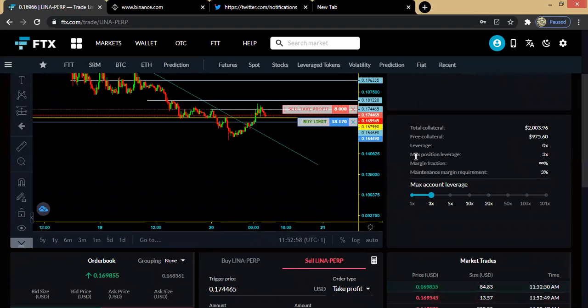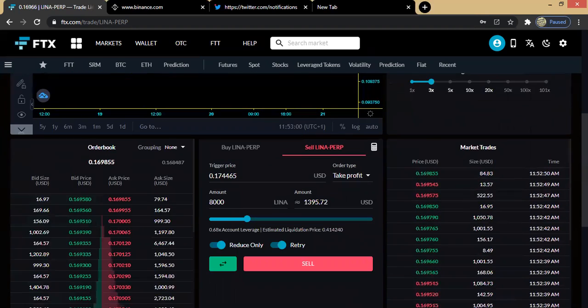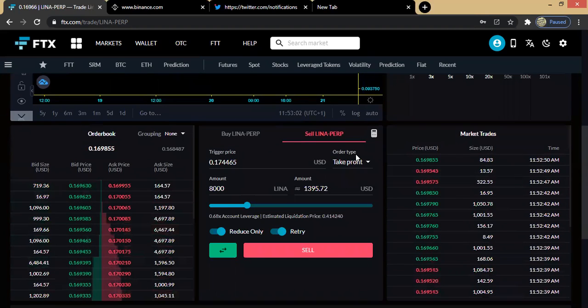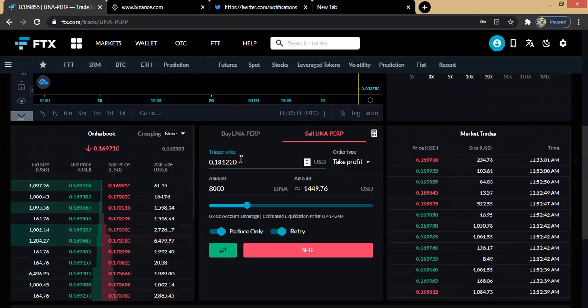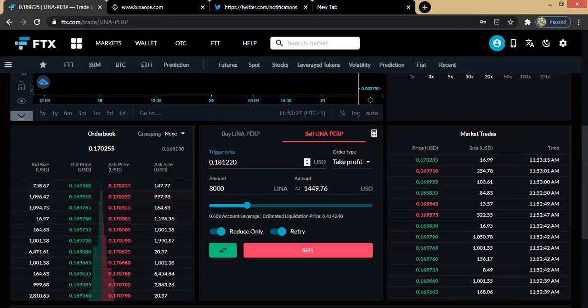And then I have another target. The next target I have is 0.181220, and I could now decide to close another size at 0.181220. This is how you take your profits. Some persons don't know this, so that's why I took it upon myself to educate us, because sometimes you could get multiple targets. They could say TP1, TP2, TP3, and then you're wondering how to go about it. This is the perfect way to go about taking profit at various levels.